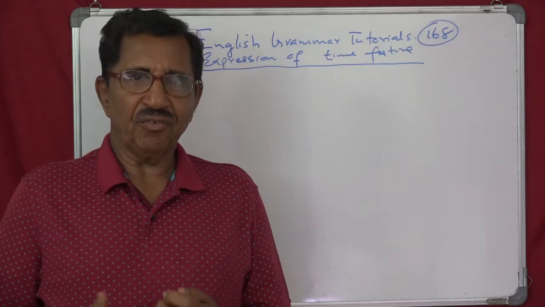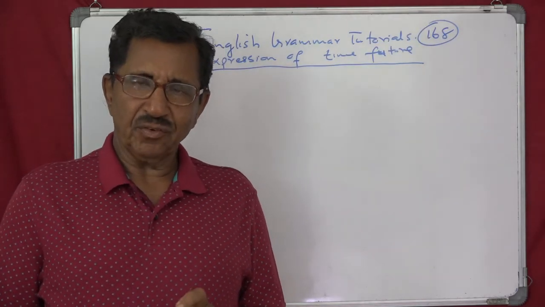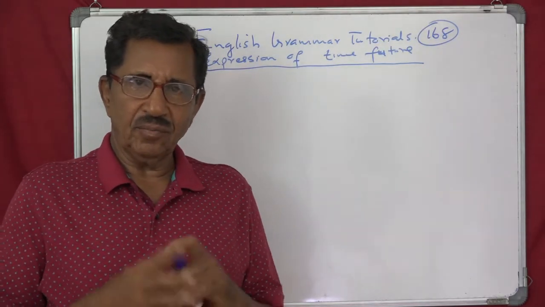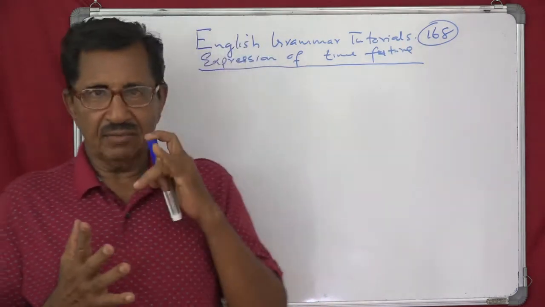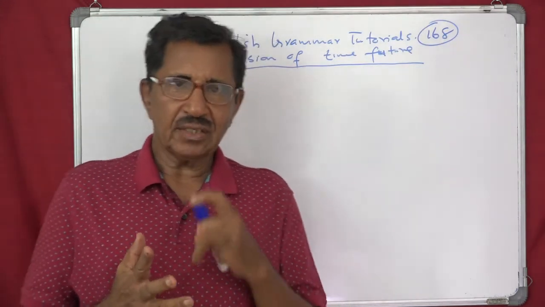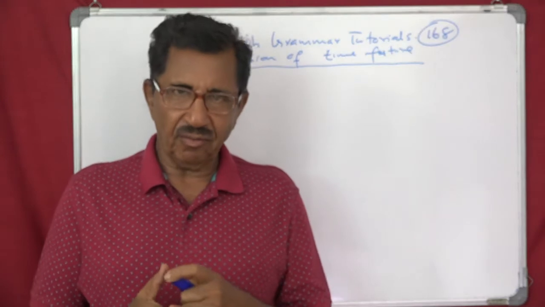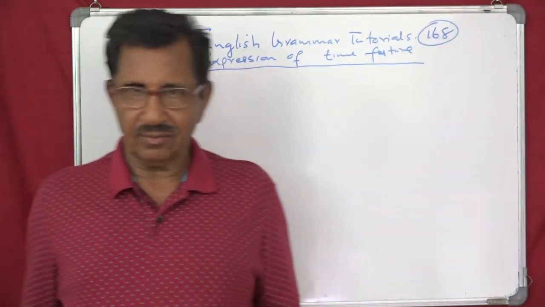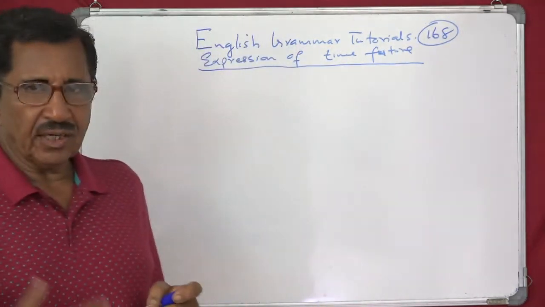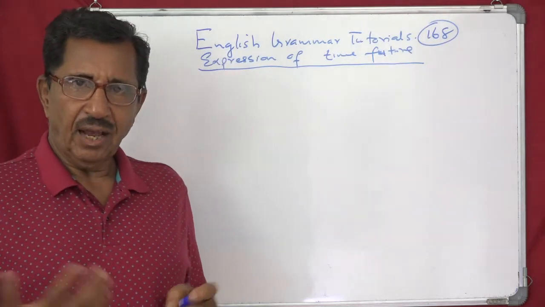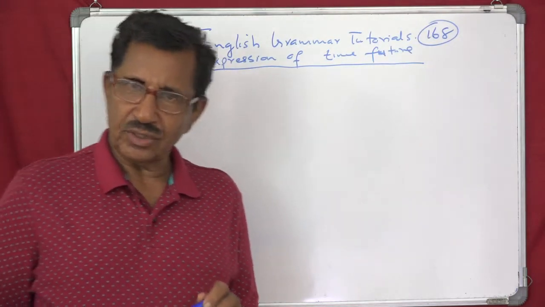Yesterday we saw the use of will for expressing future time. Then we saw the form, the distribution, the negative, the contracted form and also the contracted negative. And now our next step, of course, is how to form yes or no questions.